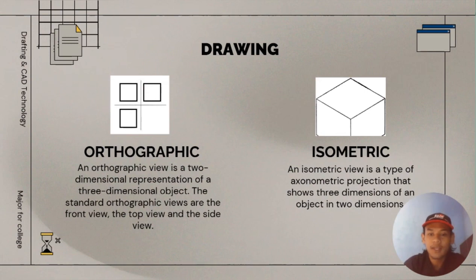Okay, now let's see how the drawing begins. We use two types of drawing. The first is orthographic and the second is isometric. The orthographic view is a two-dimensional representation of a three-dimensional object. The standard orthographic views are the front view, the top view, and the side view. The isometric view is a type of projection that shows three dimensions of the object in two dimensions.